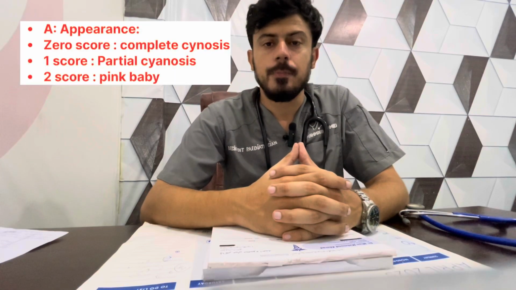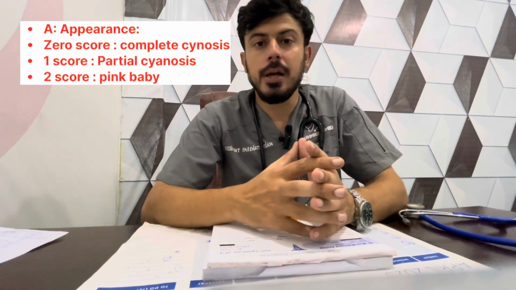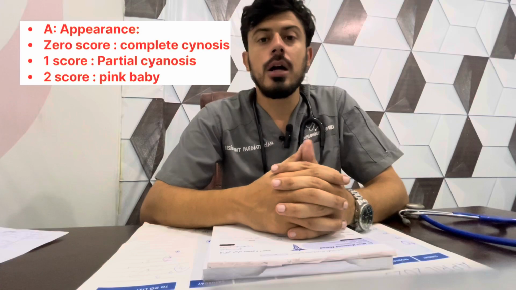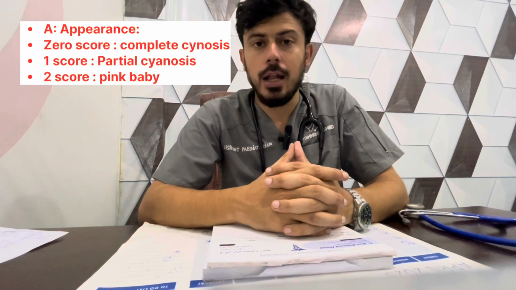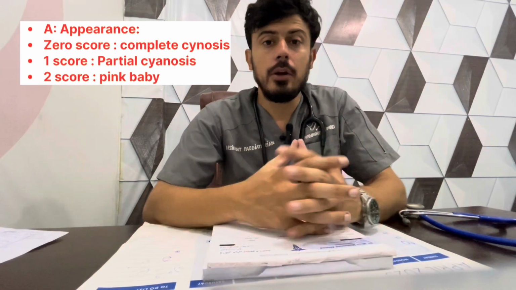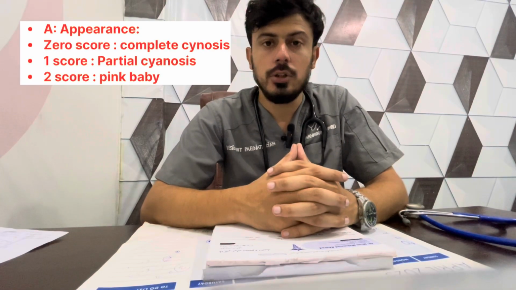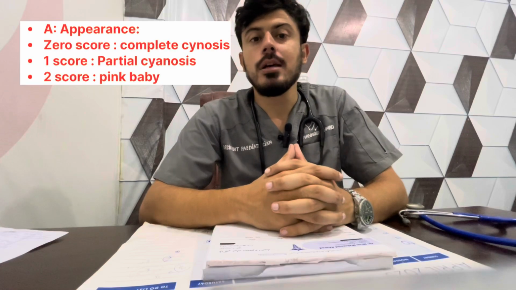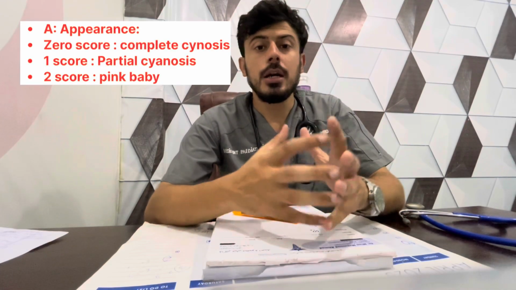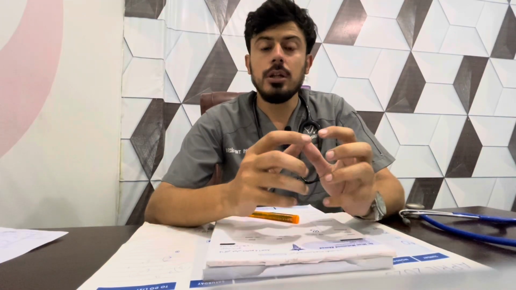Coming toward the A, that is appearance. Just after the birth, if the baby becomes pink, it means the APGAR score is 2 and the baby is healthy. Now, if there is complete cyanosis, meaning bluish discoloration of the face and body of the newborn, the APGAR score is 0. But if there is partial cyanosis, where the body of the newborn is pink but the extremities are blue, the APGAR score will be 1.